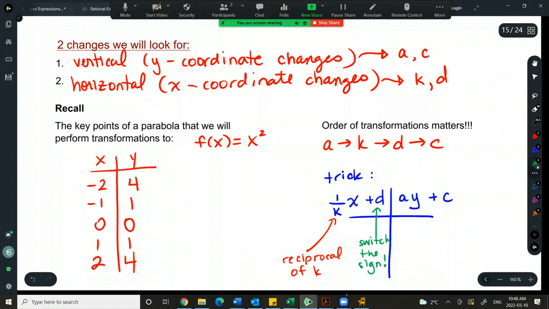Pardon? Yeah, 1 over k just means flip it. No, don't flip the sign. Just reciprocal, not negative reciprocal. But d, you do have to switch the sign. So this is the little trick.